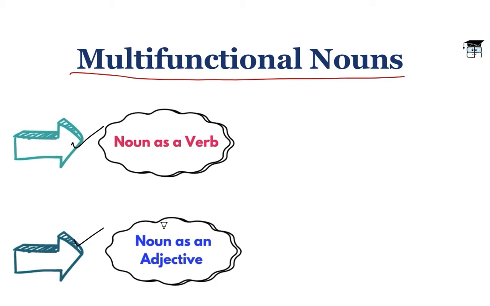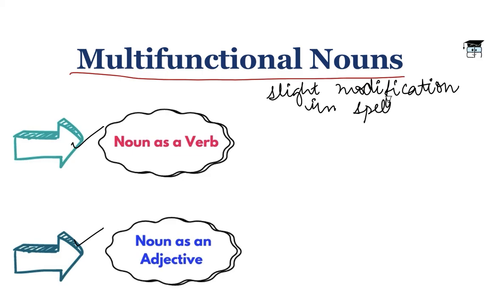Now both of these forms are adopted by nouns when there is a slight modification in the spellings of the word. When there are slight modifications in the spellings of the word, a different form is taken up by the noun. It can act as a verb or it can act as an adjective. Now this phenomenon will guide us to identify whether it is a noun, a verb or an adjective.